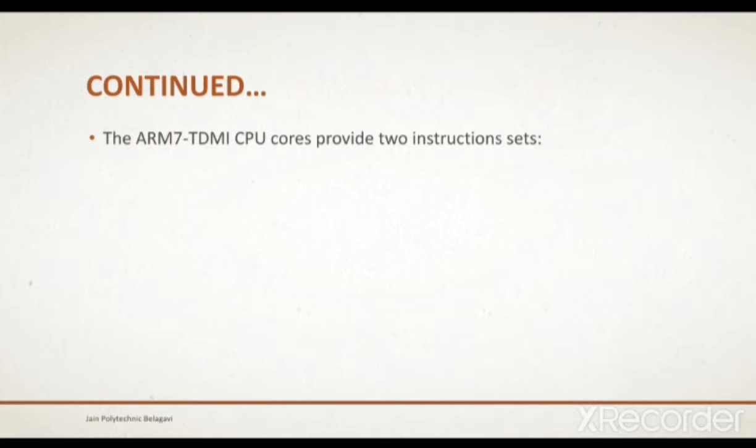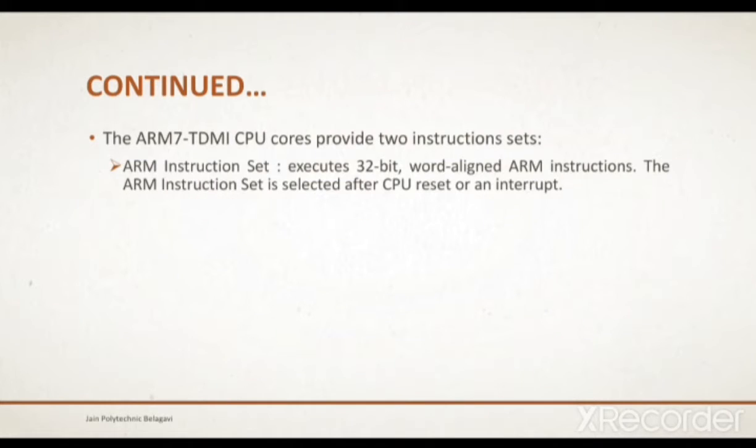The ARM7TDMI CPU core provides two instruction sets. Those are ARM instruction set and Thumb instruction set. So first, ARM instruction set. It executes 32-bit word-aligned ARM instructions. The ARM instruction set is selected after CPU resets or an interrupt resets.